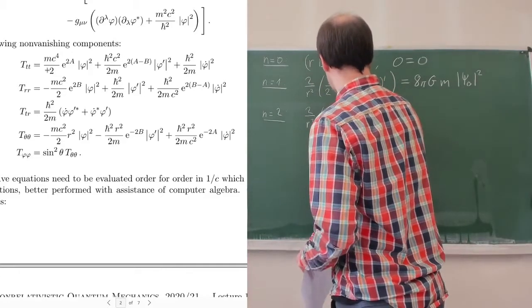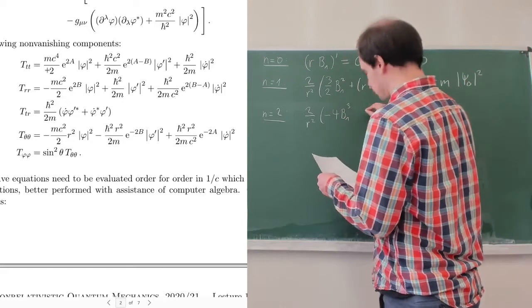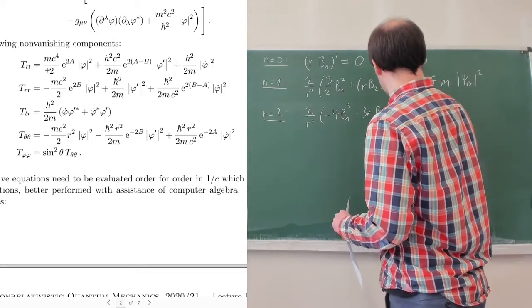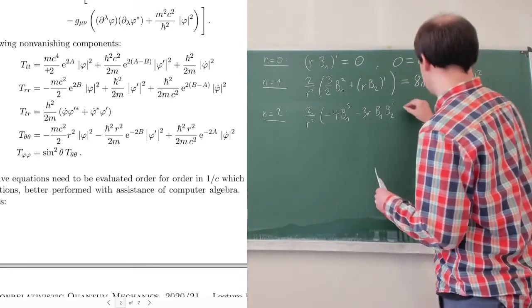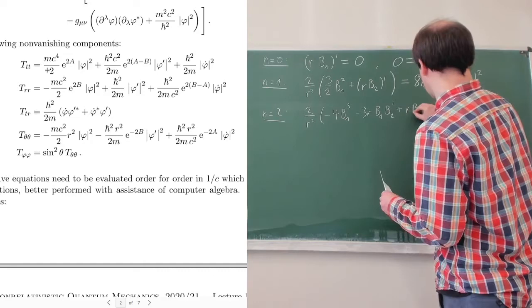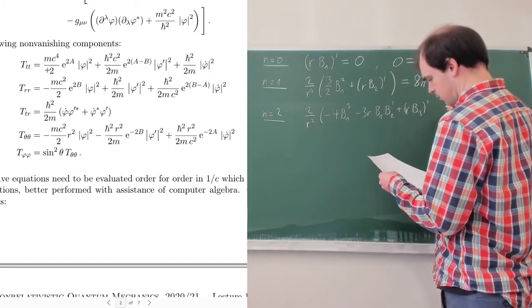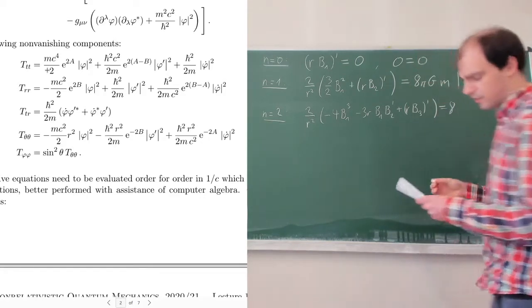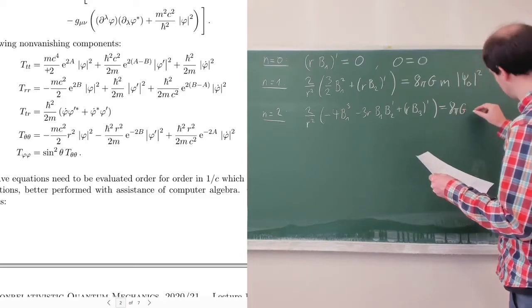Minus 4 b1 cubed minus 3r b1 b2 prime plus r b3 prime. And on the right hand side we have 8 pi G m again.